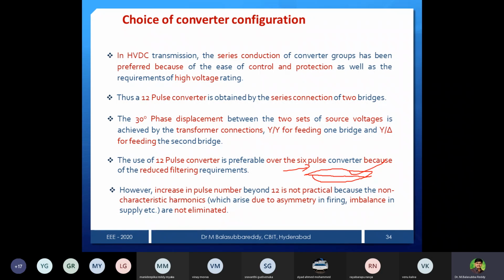However, increasing the pulse number beyond 12 is not practical, because, as I told you, there is complication in the harmonics, and the generation of pulses itself is complicated. Designing the firing circuit is also complicated, and the non-characteristic harmonics are not eliminated, because all these harmonic analyses come under filtering. So preferably, going beyond a 12 pulse converter is not preferable.